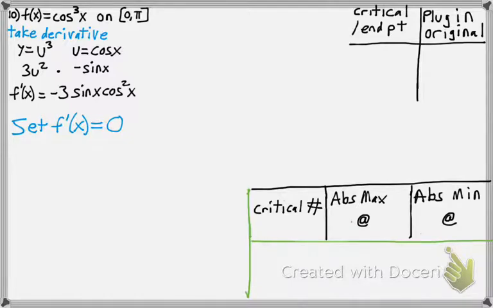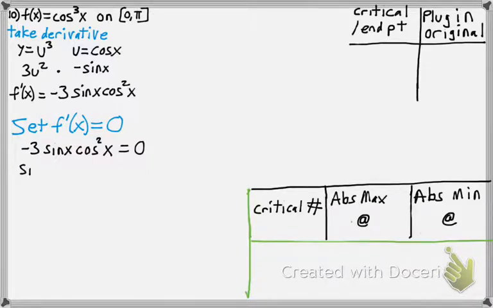So my next step is I need to set the derivative equal to 0. So negative 3 sine of x cosine squared of x is equal to 0. My basic parts here are the negative 3, the sine, and the cosine squared. So the negative 3 is never going to be equal to 0.